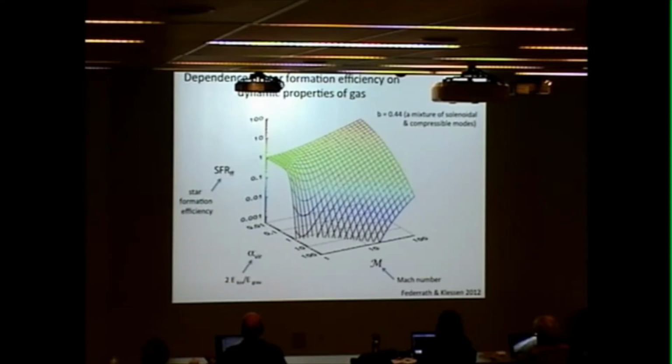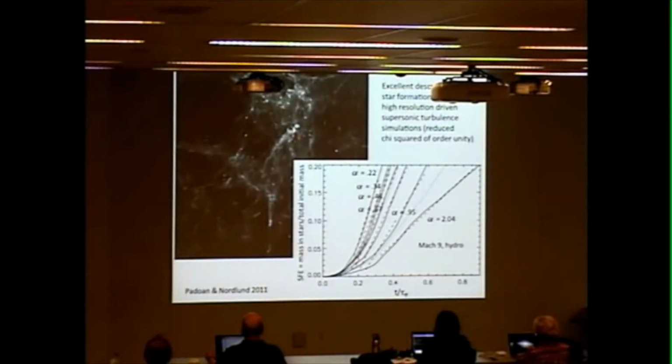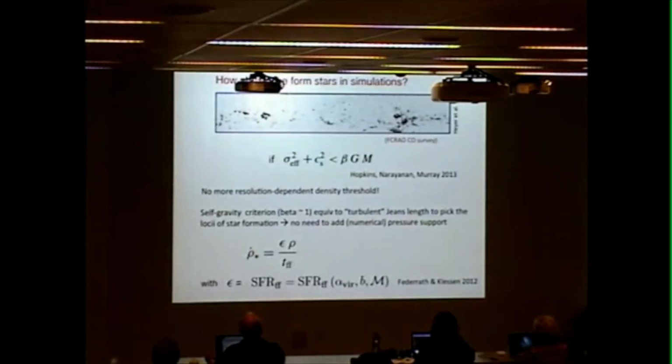Okay, so I should add that this analytic model is an excellent description of the star formation rate, or the dense core star formation rate, that's measured in high resolution simulations. And when I say high resolution, it's AU resolution simulations of driven supersonic turbulence. Here is an example for that from Padoan and Nordlund. And so basically, if you fit this model that I've just described from Federrath and Klessen to the simulation, that's a game they played, you find a reduced chi-square of unity in terms of the star formation efficiency that you predict. So let me come back to how we should form stars in simulations.